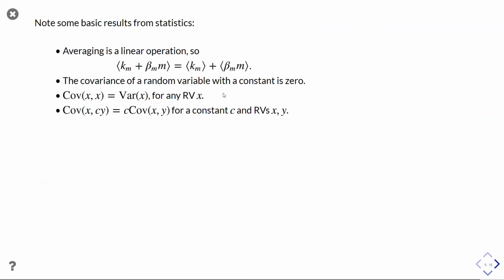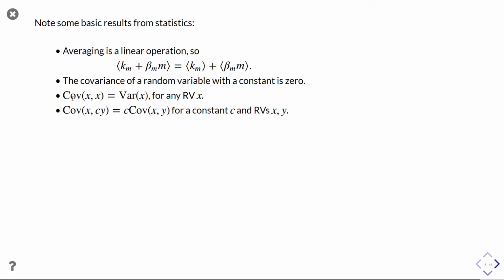Now we'll use some basic results from statistics to simplify the expression from the previous slide. As previously noted several times, averaging is a linear operation. So the average of k sub m plus beta sub m times m is equal to the average of k sub m plus the average of beta sub m times m. Note that the average of a constant is just the constant itself, and the average of a constant times a random variable is the constant times the average of the random variable. We'll also use the fact that the covariance of a random variable with a constant is zero.